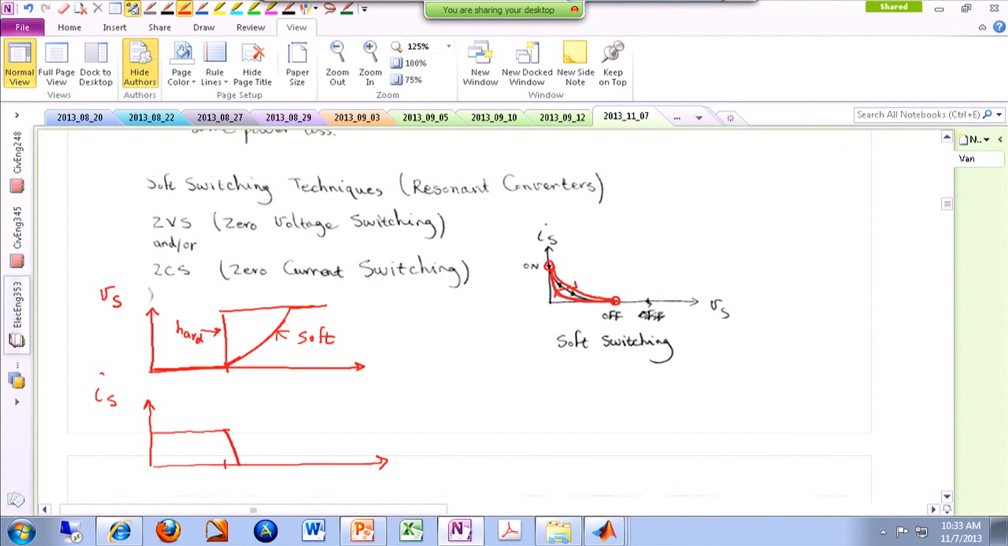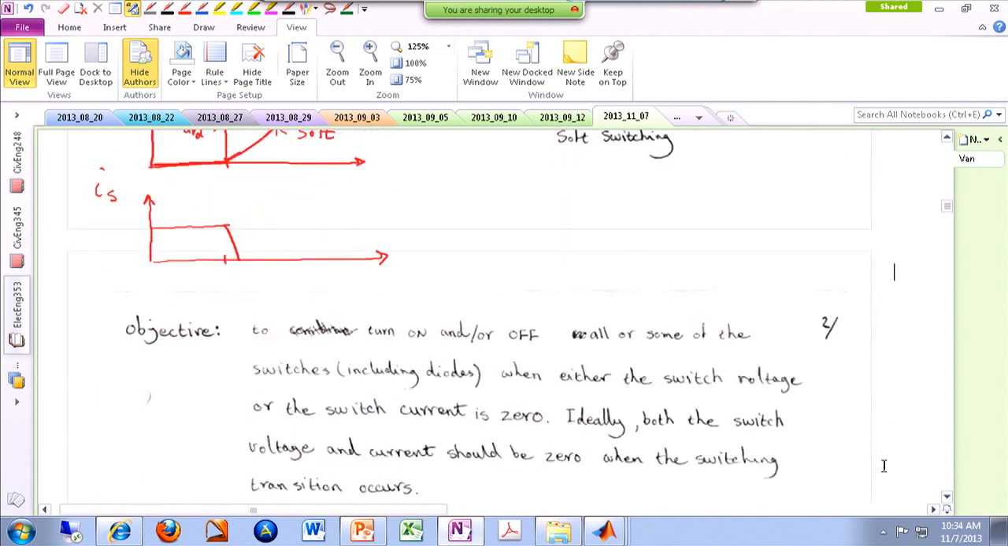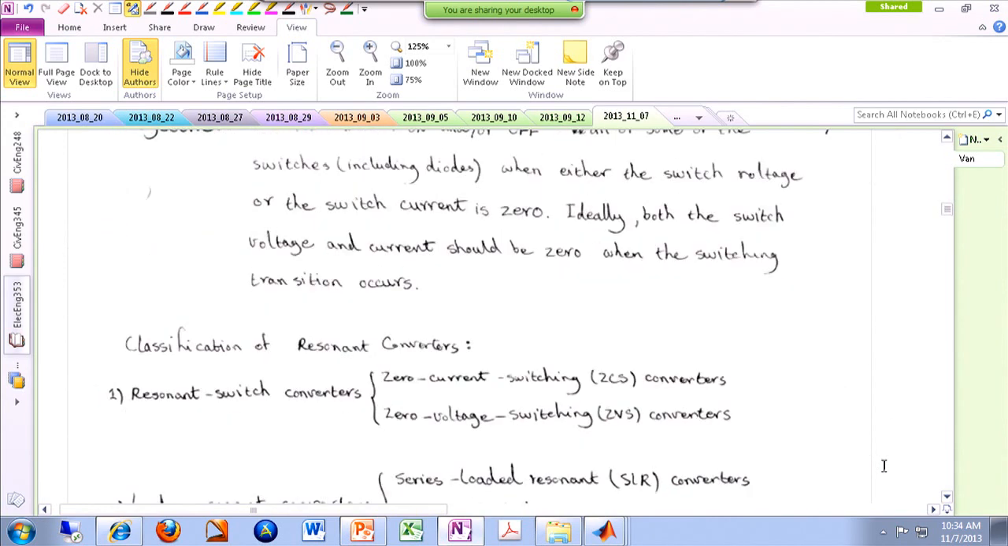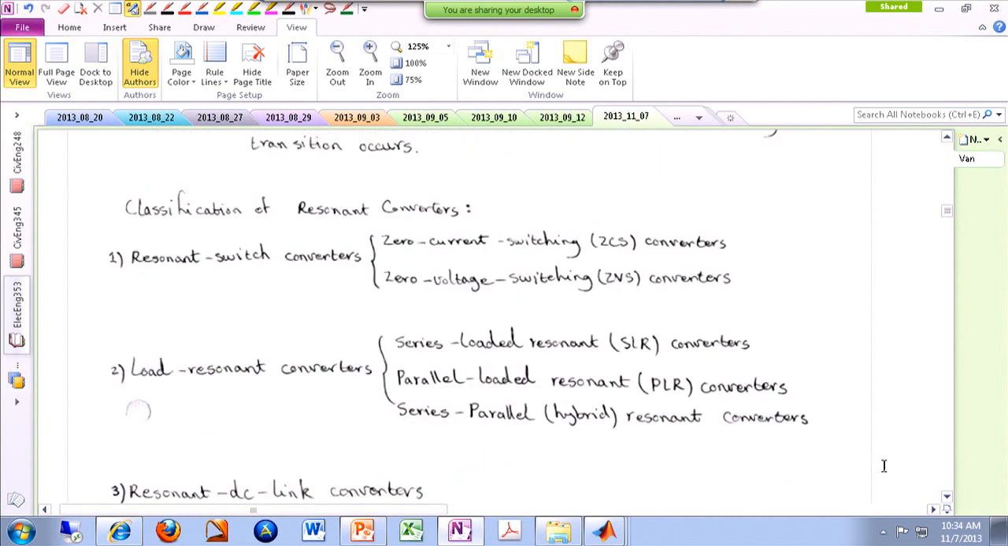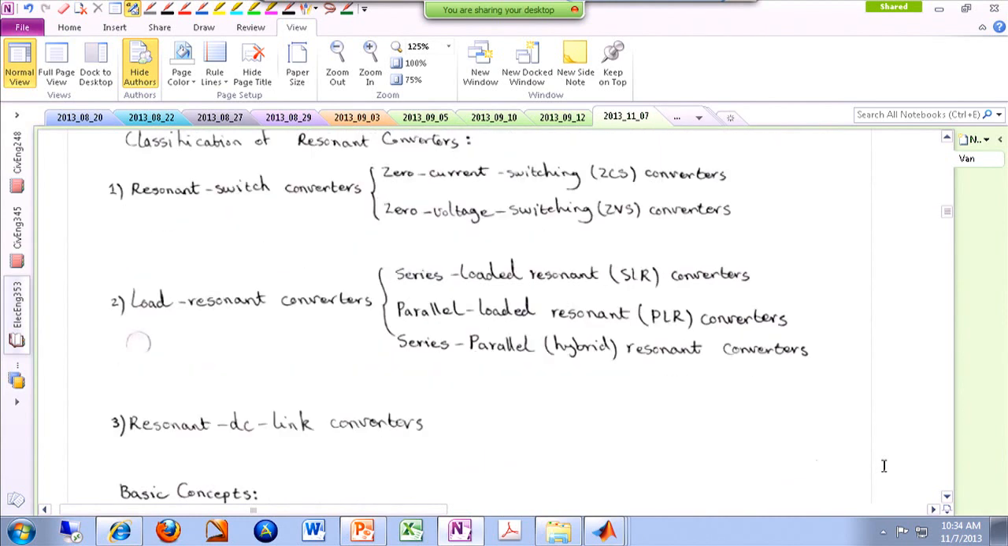So when it comes to ZVS and ZCS, you have to focus on each individual switch and argue, is there a ZVS here, is there a ZCS here, what's going on? All right, so there is a kind of a classification of these converters. I don't honestly know how valid this classification is.